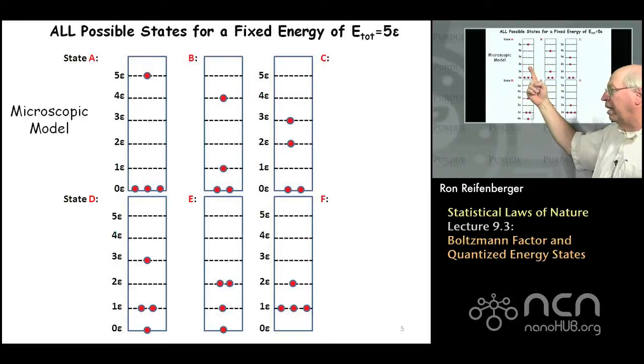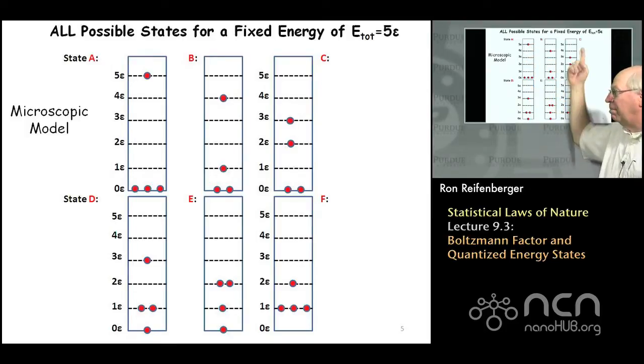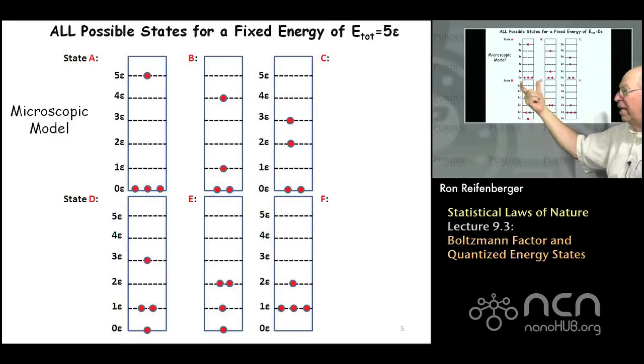So we've got state A, state B, state C, state D, state E, state F. 6 possible states. And I think it's pretty simple for you to realize that the total energy contained in each state has got to be equal to 5 epsilon. And that's actually how I generated these states, by just systematically considering where the particles have to go such that the total energy is 5 epsilon.